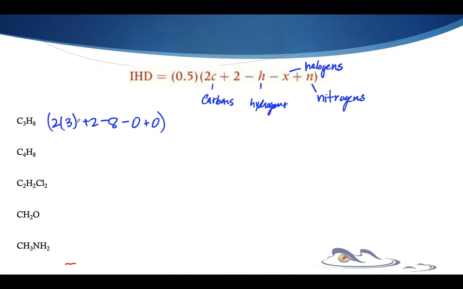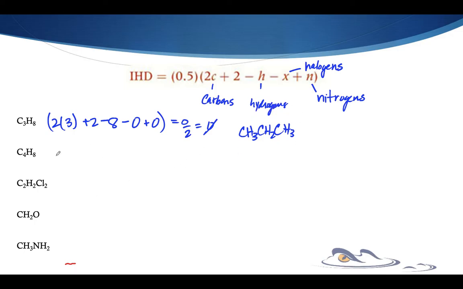So when I do this, 2 times 3 plus 2, that's 8, minus 8 is 0. Divide that by 2 and you get 0, of course. Now what does that tell me now that I've figured this out? That tells me that this molecule is saturated. There are no pi bonds in it, and it doesn't make a ring. So this is just propane, right? It's just CH3, CH2, CH3. So there are no pi bonds in it, and it's not a ring.